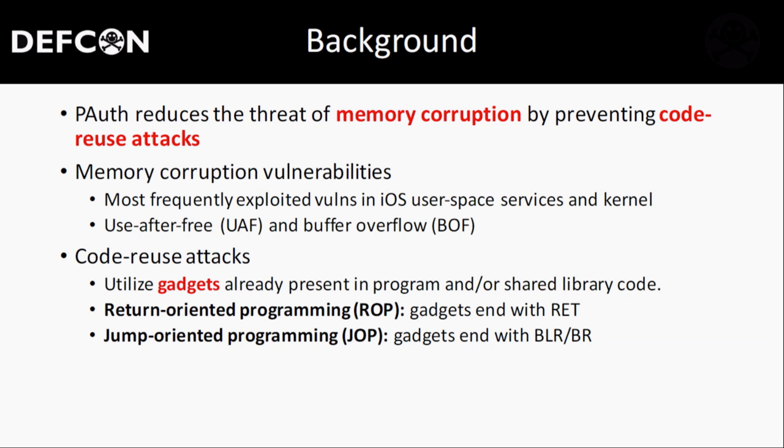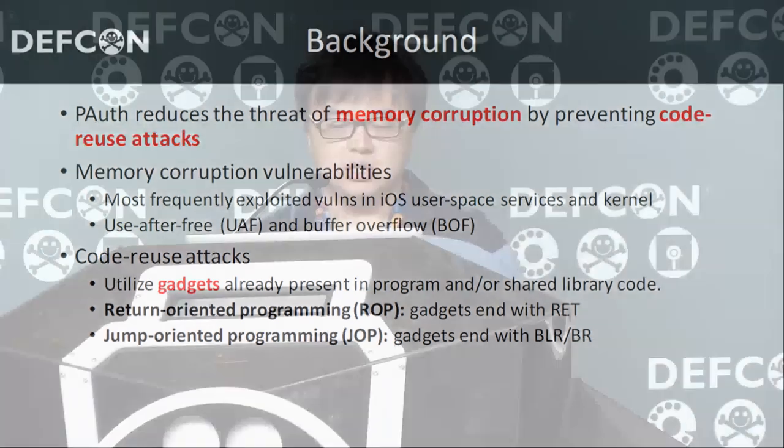Code reuse attacks always utilize the gadgets that are already present in the program or in shared libraries to do malicious things. Typical code reuse attacks include return-oriented programming, also called ROP, and jump-oriented programming, called JOP. The difference between ROP and JOP is that for ROP, gadgets always end with ret instructions. And for JOP, gadgets often end with BR and BLR, which are jump instructions.